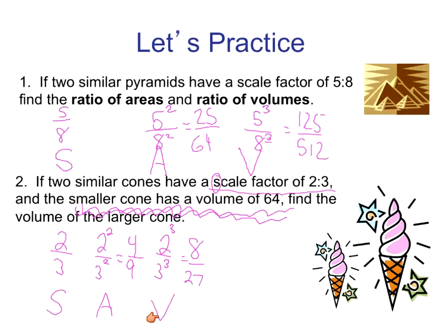So now is when I'm going to set up a proportion, because it's asking me to solve something. It's saying the smaller cone has a volume of 64. Find the volume of the larger cone. So I'm going to change colors here.